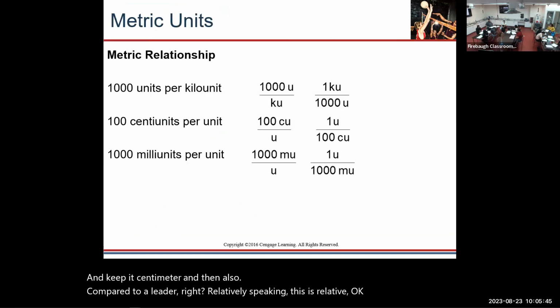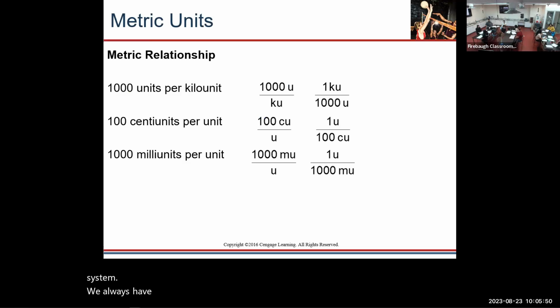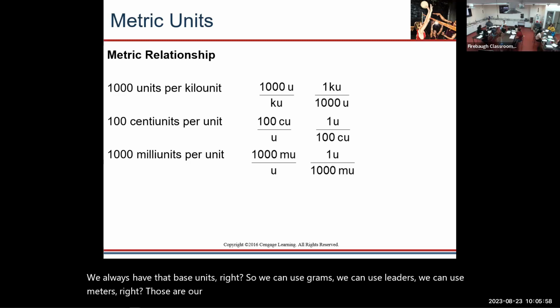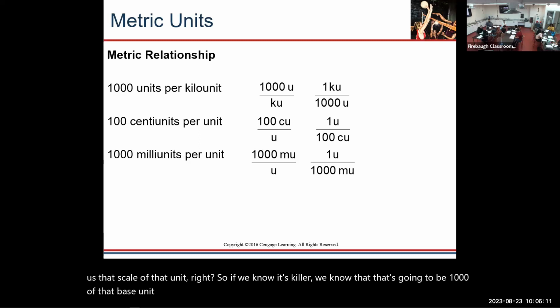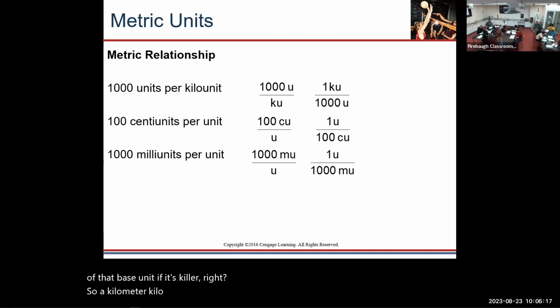Okay? So with the metric system, we always have those base units. So we can use grams, we can use liters, we can use meters. Those are our base units. But we have those prefixes that tell us the scale of that unit. So if we know it's kilo, we know that that's going to be 1,000 of that base unit. So a kilometer, a kiloliter, that's 1,000 times greater than a liter, right?